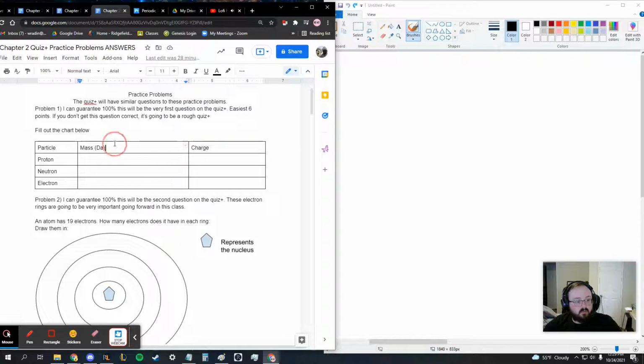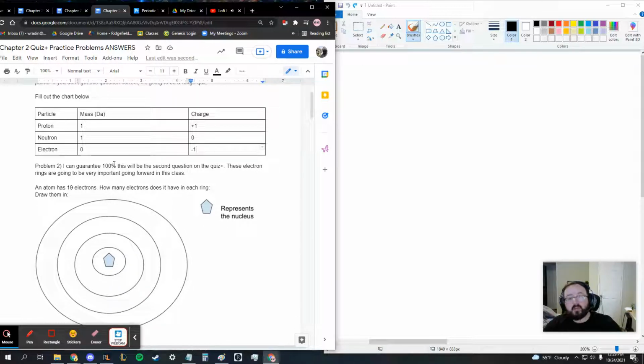Again, like this one right here, Question 1. You're going to see this exact same thing. Easiest 6 points you'll probably earn. Mass of a proton, 1 Dalton. Mass of a neutron, 1 Dalton. Mass of the electron, 0. Our charge of a proton, +1. No charge on the neutron, -1 on the electron. You're going to see a carbon copy of this question.